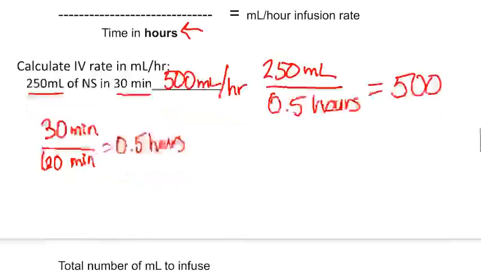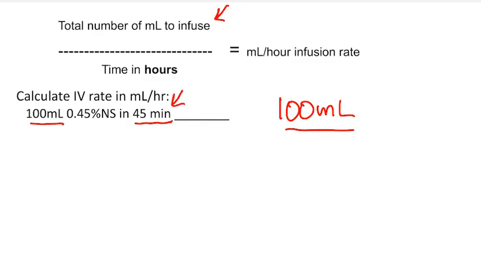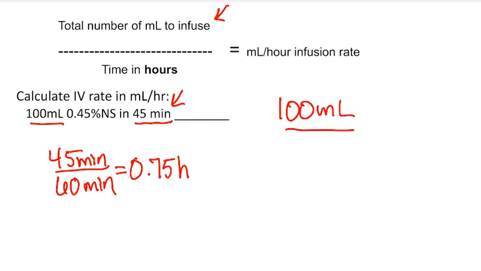Okay, going to the next one. I want to find out my IV rate in milliliters per hour, and I have 100 milliliters in 45 minutes. So my total number of milliliters to infuse is 100 milliliters. Okay, my time in hours, 45 minutes, that's a partial hour. So I do 45 minutes divided by 60 minutes, and I go to my calculator. 45 divided by 60 equals 0.75 hours.